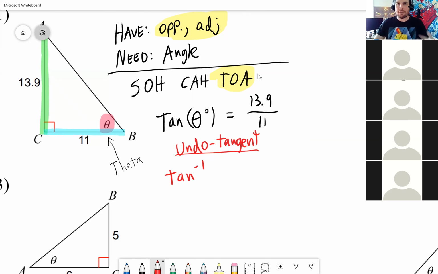It is called inverse tangent, or I prefer calling it arctangent. Not just because it sounds way cooler, but because this -1 looks an awful lot like an exponent to me, and it's not. It's there to indicate undo tangent, and I don't like using an exponent that way. I feel like it's confusing. So I usually use arctangent, but you're going to see the other one because that's what everyone else uses.